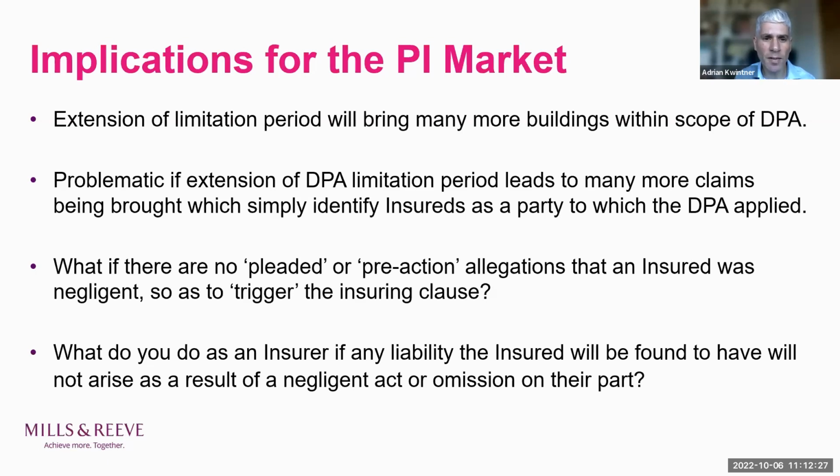Our initial view is that these claims would not have been brought under the Act but for the extended limitation period. But what is potentially more problematic is if these new Defective Premises Act claims simply identify the insured as a party to which that Act applies, that they took on work in respect of the dwelling and that it's unfit for habitation. Well, Adrian, that very neatly brings us to our hypothetical case study this morning.